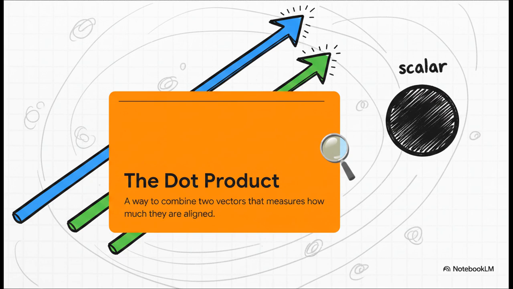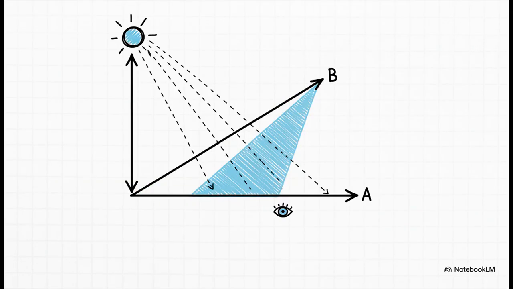And what that number tells you is really simple. How much are these two vectors lined up with each other? It's basically an alignment check. This diagram shows the idea perfectly. To get the dot product of A and B, just imagine shining a flashlight straight down onto vector A. The key part is the shadow that vector B casts onto A.